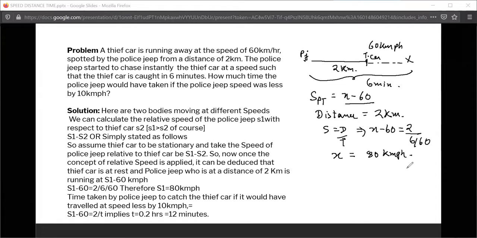Now, how much time would the police jeep have taken if its speed was less by 10 kmph? So the stated speed is 10 kmph less. This speed, let it be 80 minus 10, that is 70 kmph.